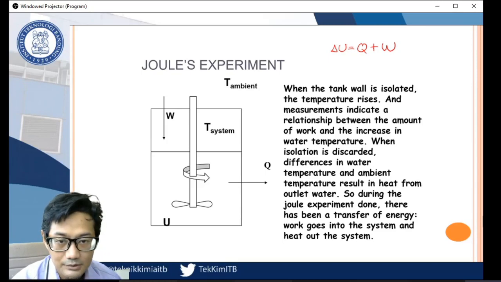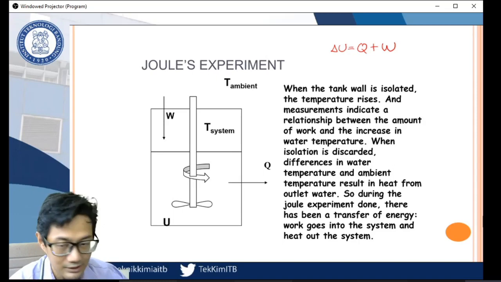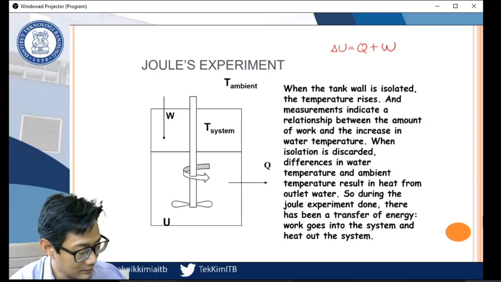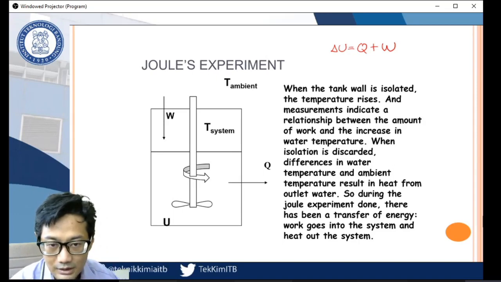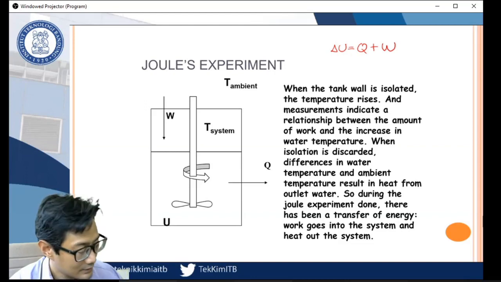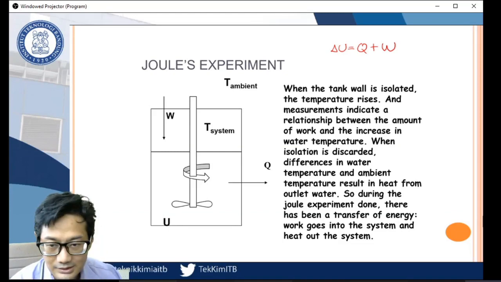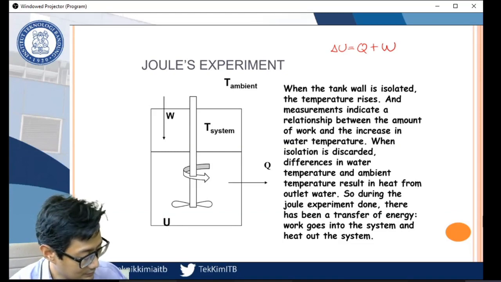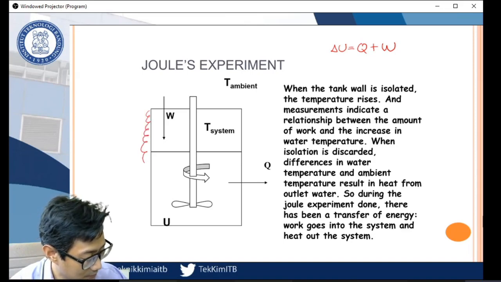The first step from Joule's experiment is preparing a vessel containing water. So there is water inside this vessel, and he put a propeller inside it, like this, and he used thermal insulation.